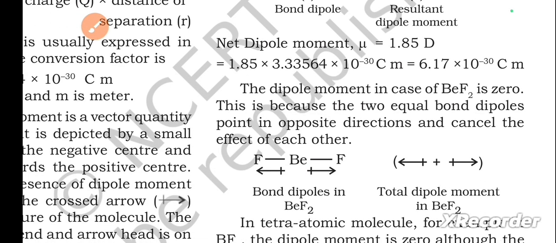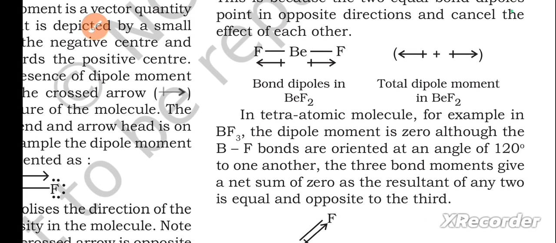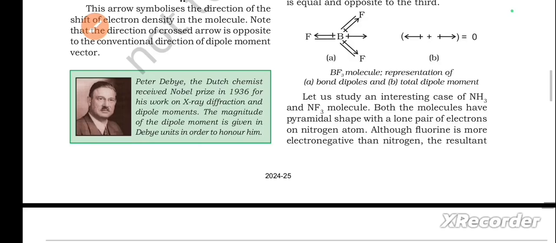The dipole moment in the case of BeF2 is 0. This is because the two equal bond dipoles point in opposite directions and cancel the effect of each other. In a tetraatomic molecule, for example in BF3, the dipole moment is 0, although the BF bonds are oriented at an angle of 120 degrees to one another. The three bond moments give a net sum of 0 as the resultant of any two is equal and opposite to the third.